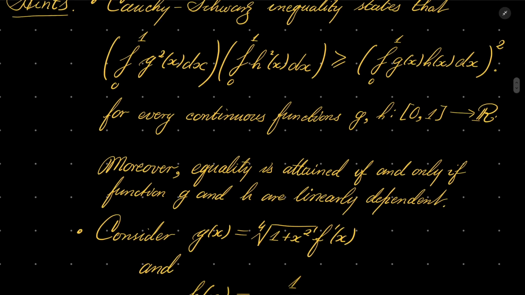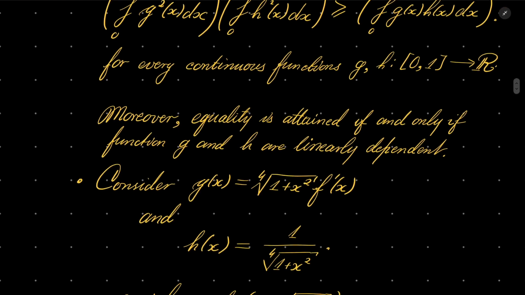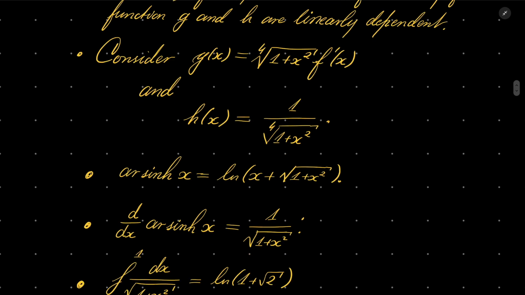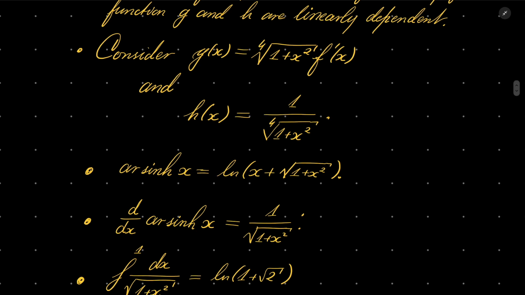You should consider the following functions. g(x) equals the fourth root of 1 plus x squared times f'(x). h(x) equals 1 over the fourth root of 1 plus x squared. And finally, the following facts which I wish to prove. I will not prove the Cauchy-Schwarz inequality because it's too long for this video. It's a well-known fact, but there are lesser known facts.